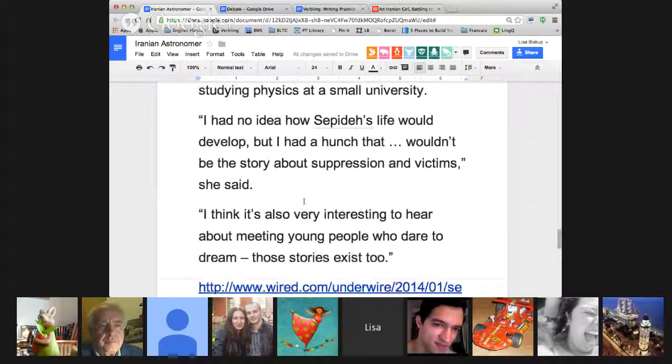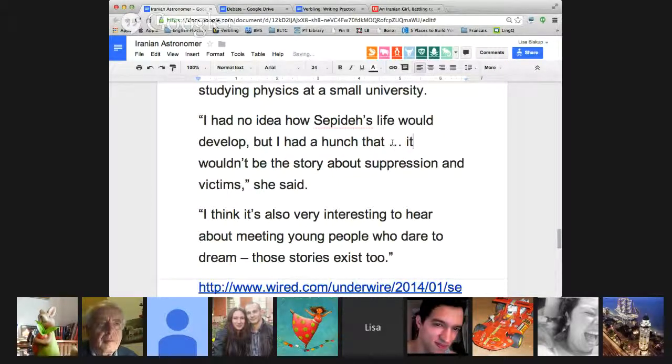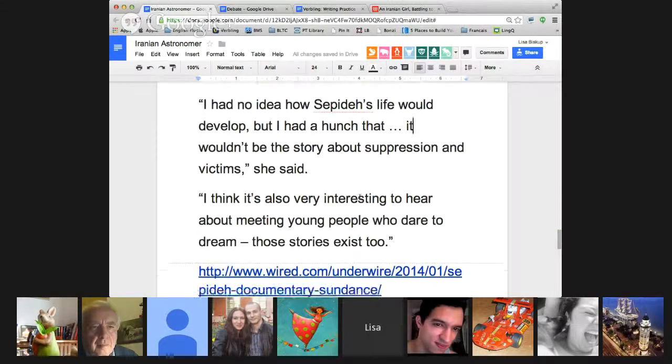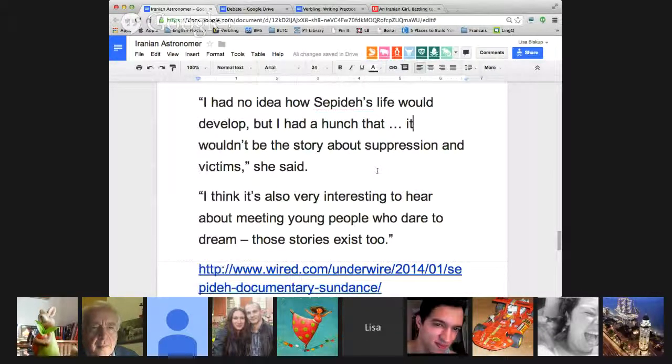I had no idea how Sepideh's life would develop, but I had a hunch that it wouldn't be the story about suppression and victims, she said. When we have the dot, dot, dot, other things have been said, but the author just cuts them out, and it would probably sound better if it says, but I had a hunch that it wouldn't be the story. I had no idea how Sepideh's life would develop, but I had a hunch that it wouldn't be the story about suppression and victims, she said. Good.